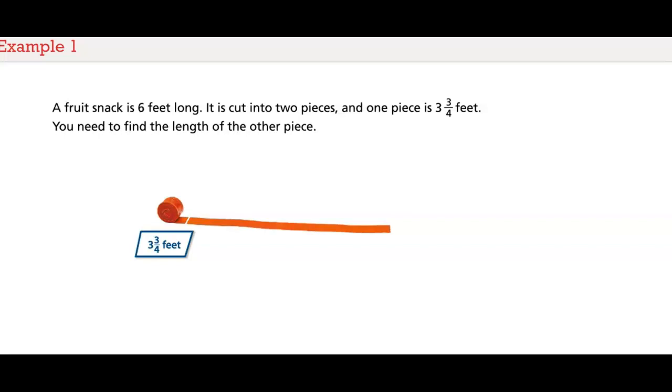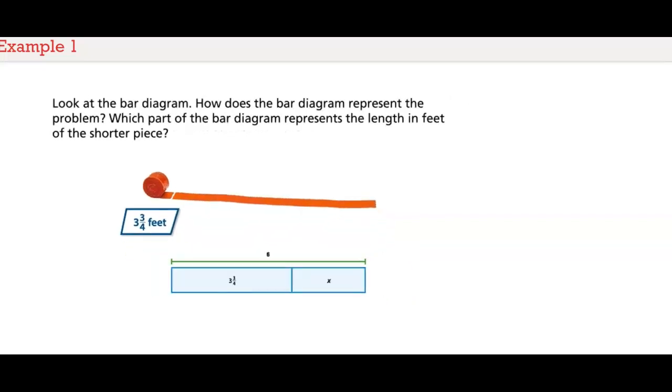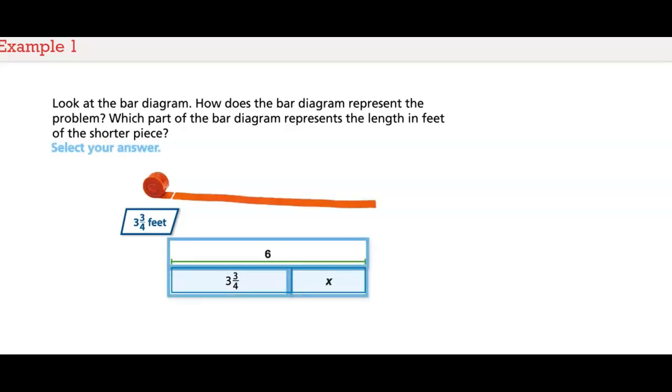You can use a bar diagram to show how the quantities are related and to write an equation. Look at the bar diagram. How does the bar diagram represent the problem? Which part of the bar diagram represents the length in feet of the shorter piece? Select your answer.